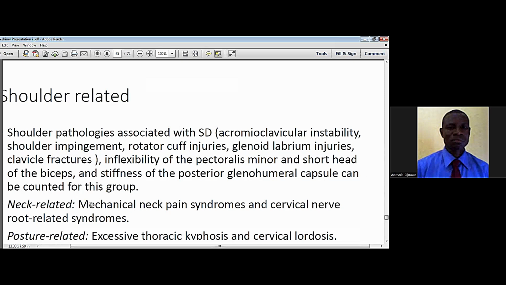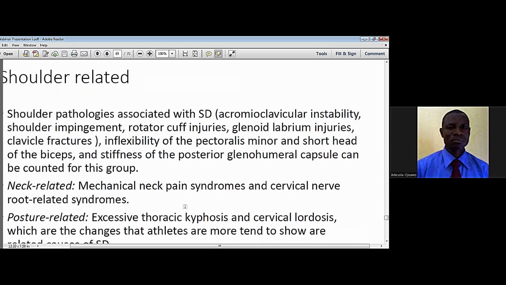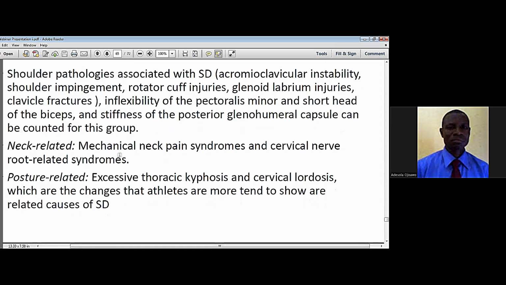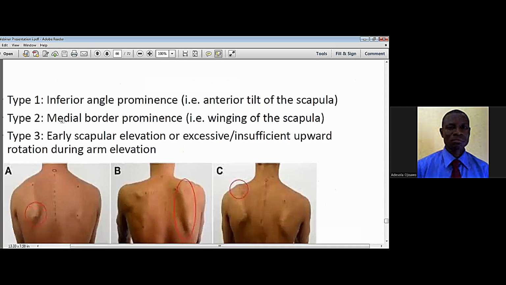The neck-related causes can be mechanical neck pain syndrome or cervical nerve root syndrome. Then the posture-related ones can be excessive kyphosis or cervical lordosis. All those are what will really cause dyskinesia of the shoulder joint. Again, you can see this one now, showing the additional pain regarding the shoulder dyskinesia.